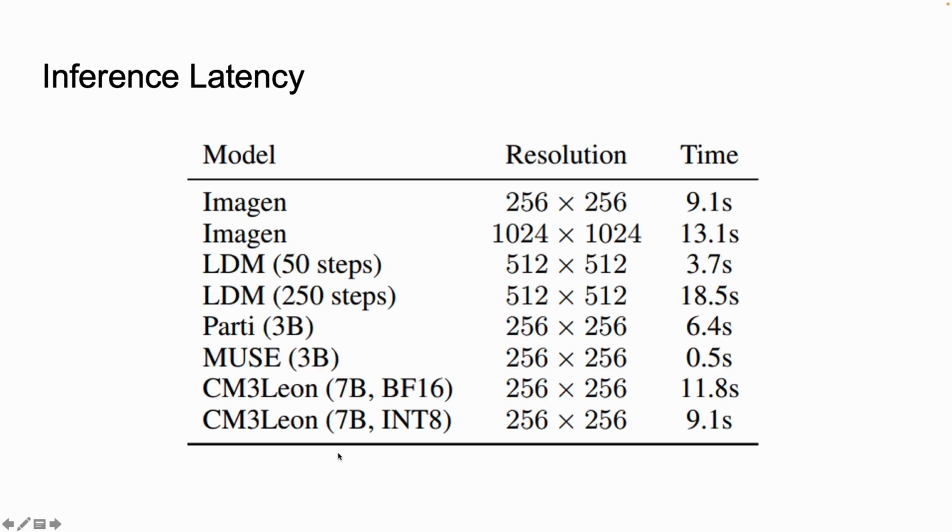Let's look at the image latency. Here we can see that the Chameleon model is able to deliver it in 9.1 seconds, which is very great. Latency is just one aspect of model performance, but it's a vital consideration for user experience in practical deployments of computer vision tasks.